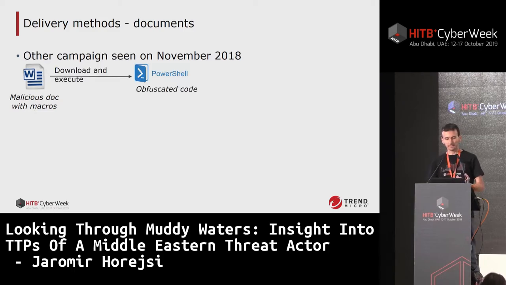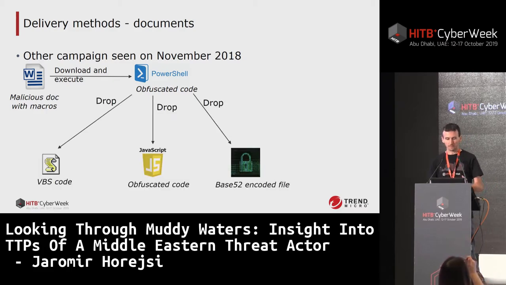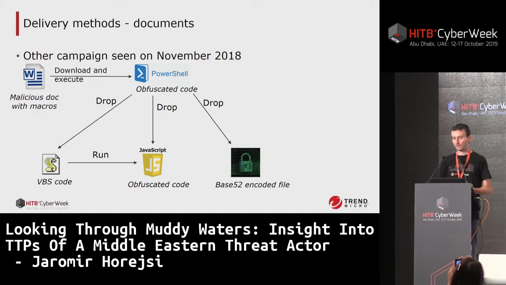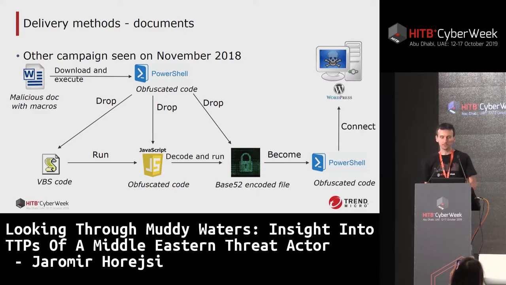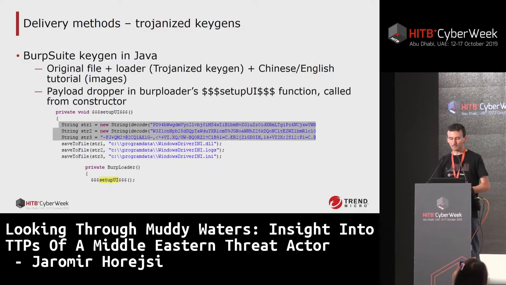In the second case, which I show in this kind of schematic, you have the document, and it downloads some PowerShell code from the internet, which drops Visual Basic code, JavaScript code, and a base 52 encoded file. Basically, this Visual Basic script runs the JavaScript code, which decodes and runs the base 52 encoded code, which becomes PowerShell, which then connects to C&C servers.